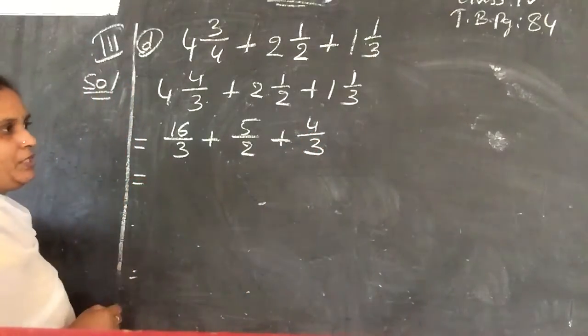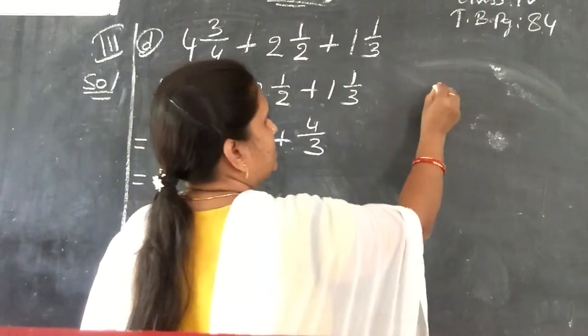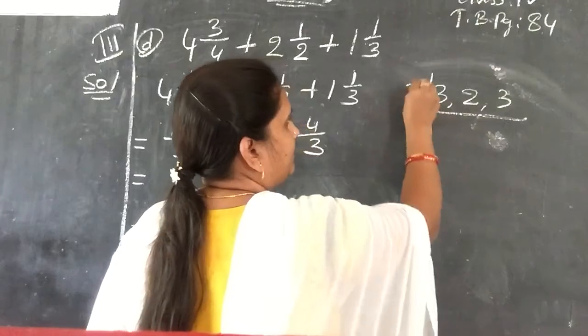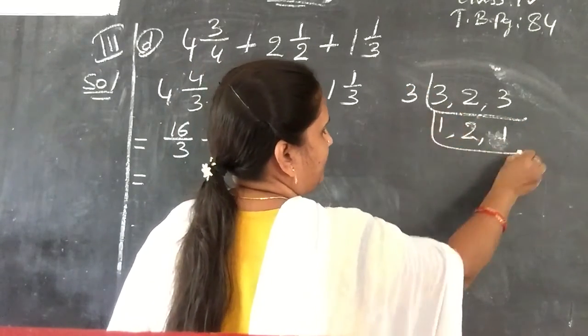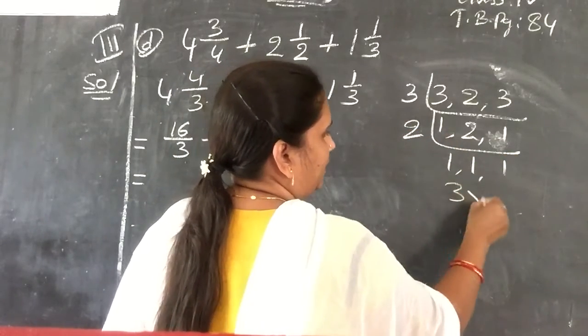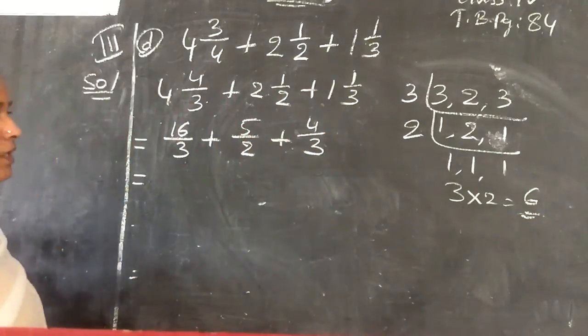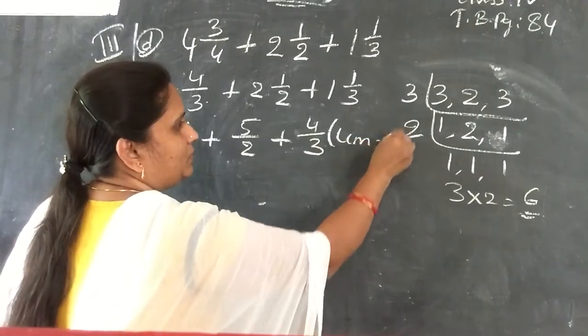Now second step, what you have to do? Take the LCM of denominators. So 4, 2, 3. Take the LCM. 2 table. 2 2s are 4. 2 is not possible. Again, 3 1s are 3. Next 2 table, 1, 1, 1. 2 into 2 into 3, 12 is the LCM. Okay, so in bracket you can write LCM is equal to 12.